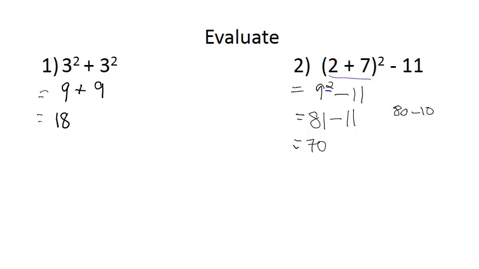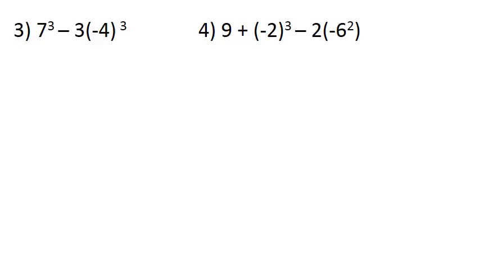Okay, let's do some more challenging examples. Number 3 has lots of exponents in it. So we have 7 to the power of 3 minus 3 times (negative 4) to the power of 3. Now, some of you might be thinking, oh, we have brackets, so we have to do the brackets first, talking about these brackets here. But these aren't actually meant to be brackets. They're just a way to write the negative number so that we know it's a negative. So we're actually just going to do our exponents first.